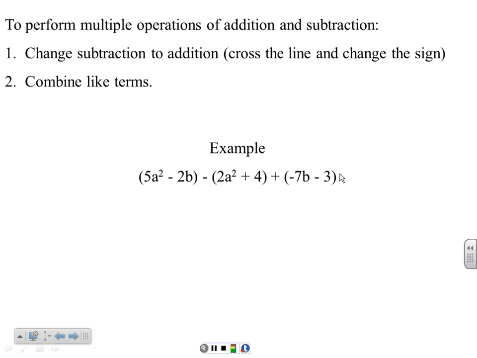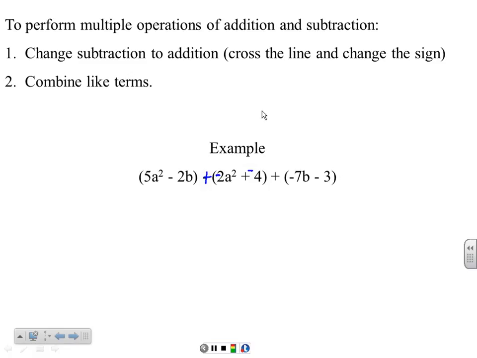Okay, what about multiple operations? Well, to perform multiple operations of addition and subtraction, what you're going to do is change all your subtraction signs to addition. So here's a subtraction sign. I'm going to change it to addition. And I'm going to take the opposite of only the group that follows the subtraction sign. So here we have addition, so we're going to leave all this alone.